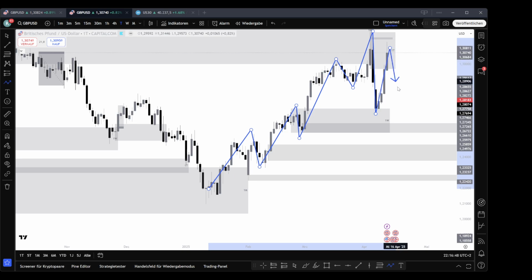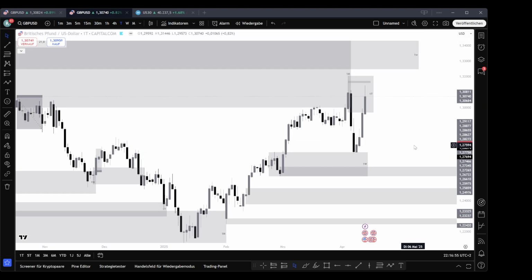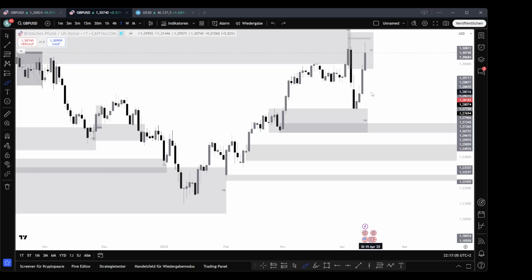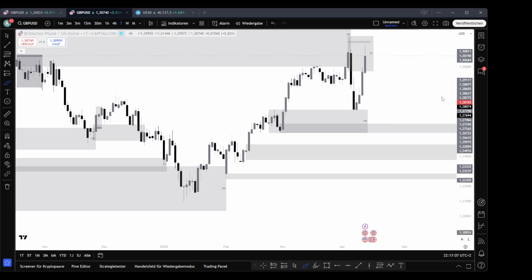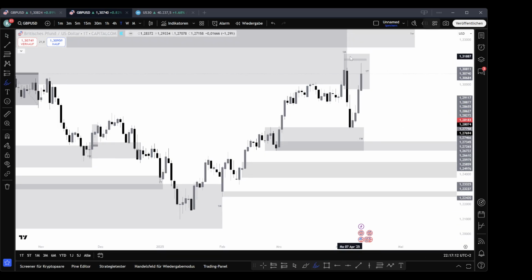I'm expecting price to start selling to come down. That is my first alternative. To be clear again, price created a higher high, broke structure, went up, came down and broke another structure. So based on this knowledge, I'm expecting price to react now within this daily supply zone and to dump to at least this level.